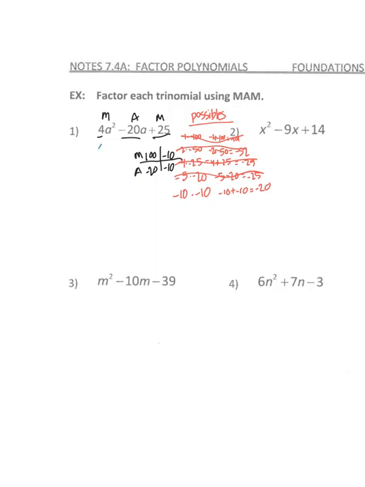Next, I'm going to write my fraction. So I've got that 4a squared. I've got a 4 on each, and then I split my variable. And on the bottom, I take my two numbers, which are both negative 10. That simplifies to 2a over negative 5, for both of them. So that means my final answer is going to be 2a minus 5 times 2a minus 5.